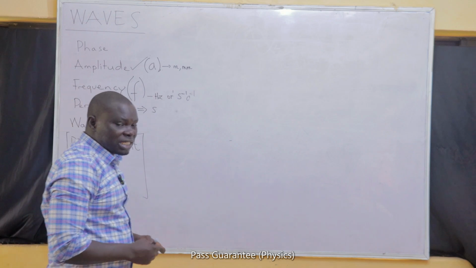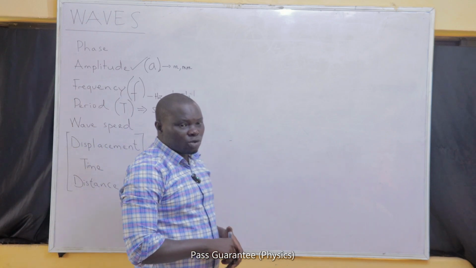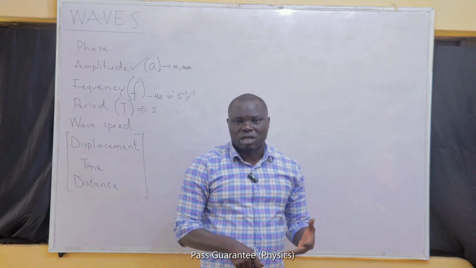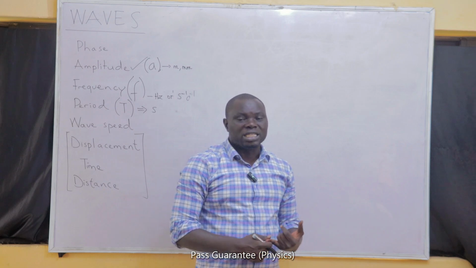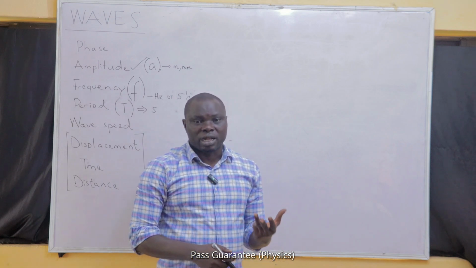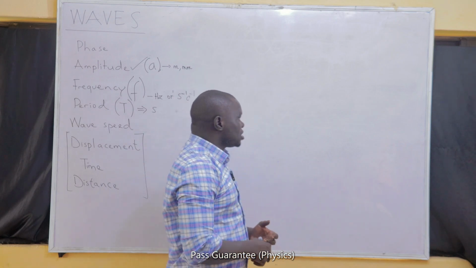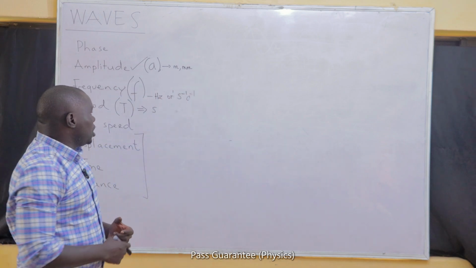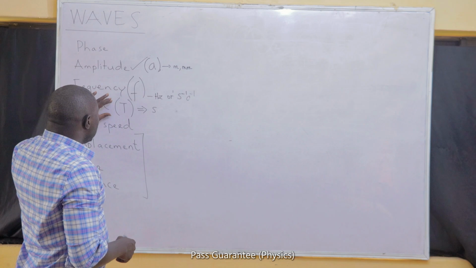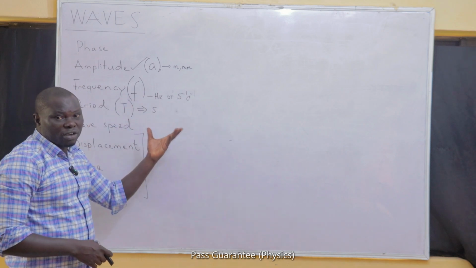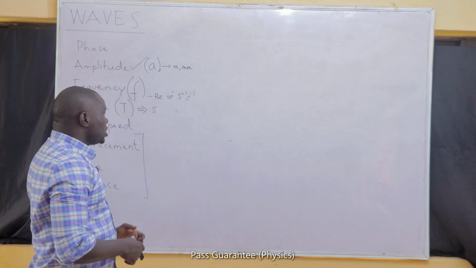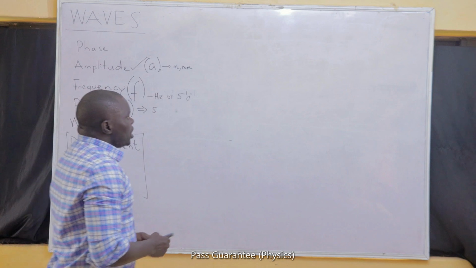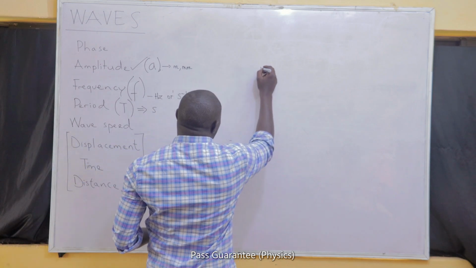In fact, in some instances, I've seen questions where the period has been measured with microseconds, milliseconds. I hope you know that milli is times 10 raised to the power minus 3, while micro is times 10 raised to the power minus 6. The time can be so small that they will refer to it that way. But period is the time taken by the wave to complete 1 cycle.